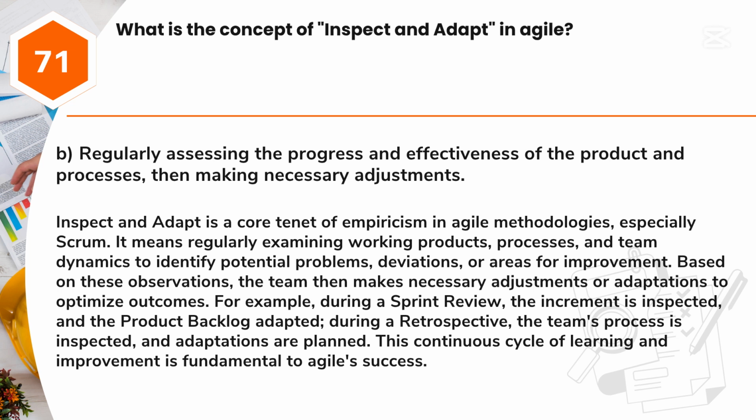Inspect and adapt is a core tenet of empiricism in Agile methodologies, especially Scrum. It means regularly examining working products, processes, and team dynamics to identify potential problems, deviations, or areas for improvement. Based on these observations, the team then makes necessary adjustments or adaptations to optimize outcomes. For example, during a sprint review, the increment is inspected, and the product backlog adapted. During a retrospective, the team's process is inspected, and adaptations are planned. This continuous cycle of learning and improvement is fundamental to Agile's success.